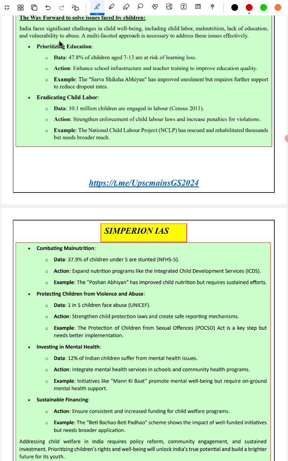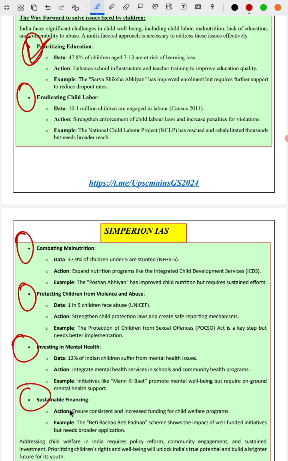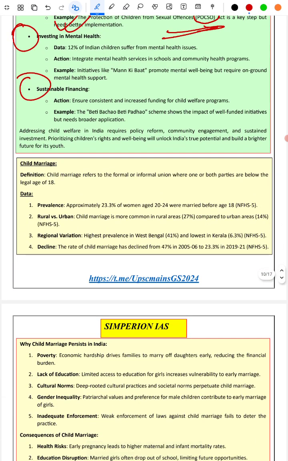What are the measures that are necessary to deal with the challenges faced by children? We have covered prioritizing education, eradicating child labor, combating malnutrition, protecting children from violence and abuse, investing in mental health, and also sustainable financing. We have also covered the best practices, for example protection of children from violence. We have covered POCSO, Sarva Shiksha Abhiyan, etc. These are best practices which can be expanded or implemented more effectively so that it leads to better results.